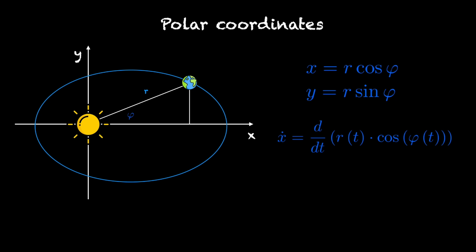This will eventually give us r dot times cosine of phi minus r phi dot times sine of phi for the time derivative of x, and r dot sine phi plus r phi dot times the cosine of phi for y dot.